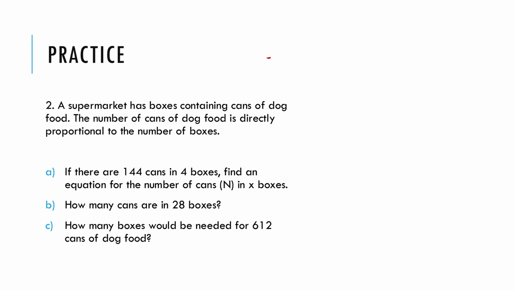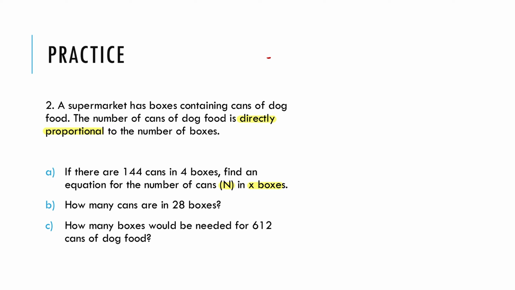So for part 2, a supermarket has boxes containing cans of dog food. The number of cans of dog food is directly proportional to the number of boxes. So here, notice that the question will always tell you whether it's direct or inverse. So if we look at part A, it says if there are 144 cans in 4 boxes, find an equation for the number of cans, which is represented by N, and the number of boxes, X.